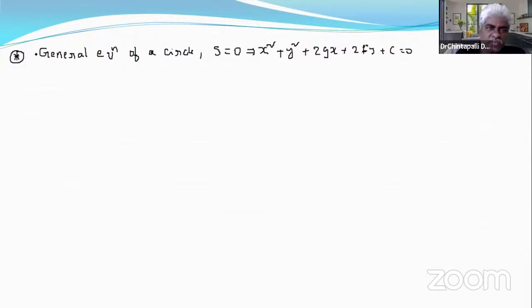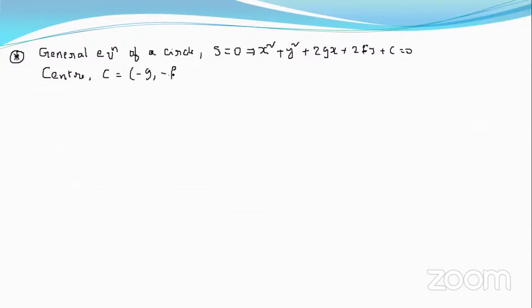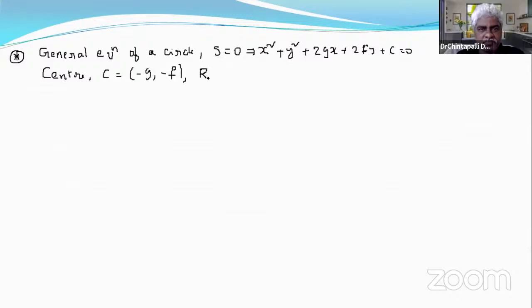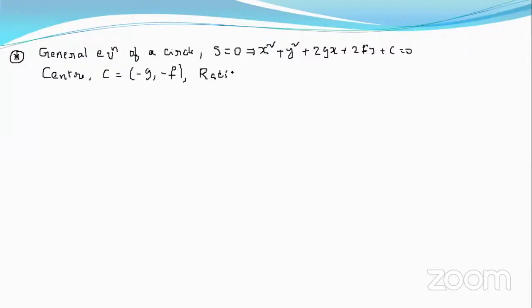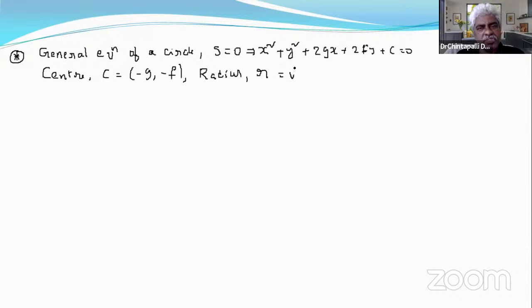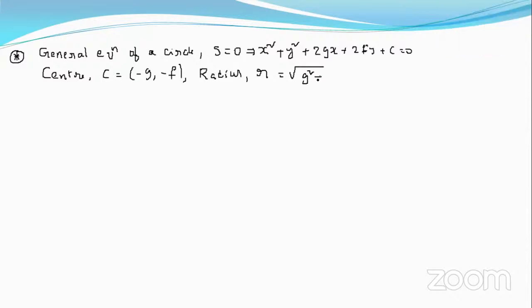Out of our discussion, out of our calculation, the center C is equal to, do you remember the formula to find the center? Negative g, negative f. Yes. And the radius R is the square root of g square plus f square minus c. Radius R is equal to the square root of g square plus f square minus c. Yes, sir.